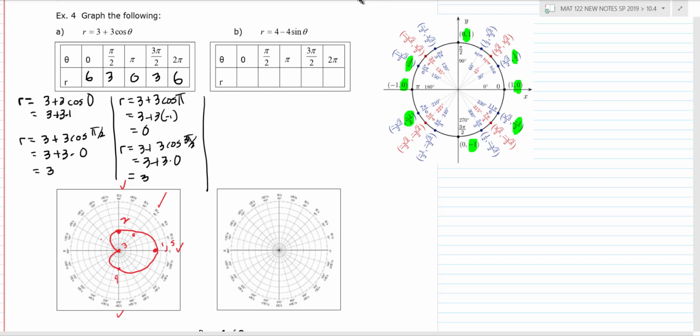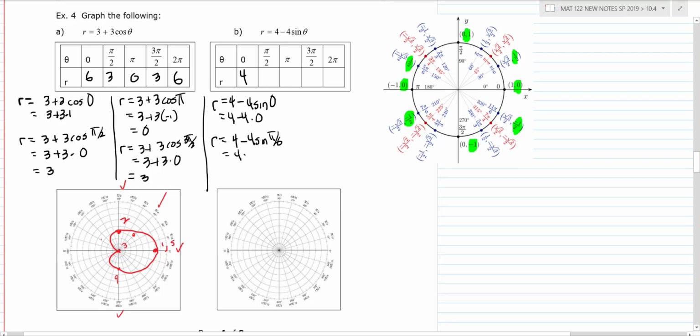Okay, kind of like that, so we'll get a few extra points. So let's start off, we'll have r equals 4 minus 4 sine of 0. Sine of 0 is 0, so that's 4 minus 4 times 0, so the first point's 4. Then we move on to, let's go actually to pi over 6, just for something different. So we'd have 4 minus 4 sine pi over 6.